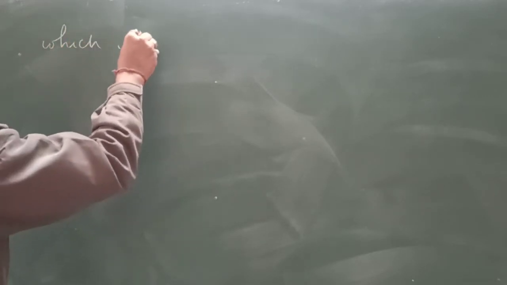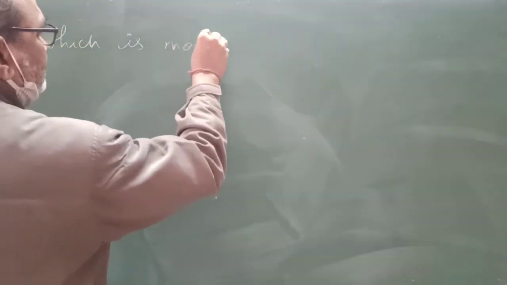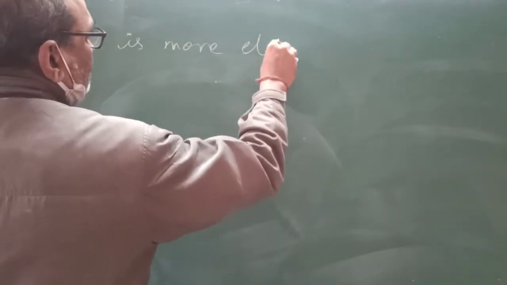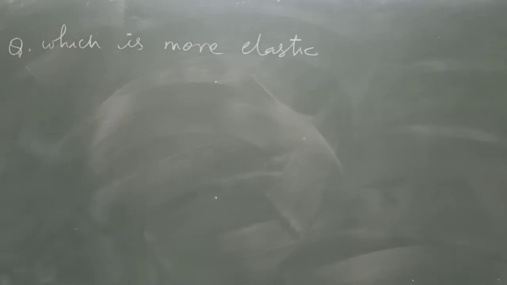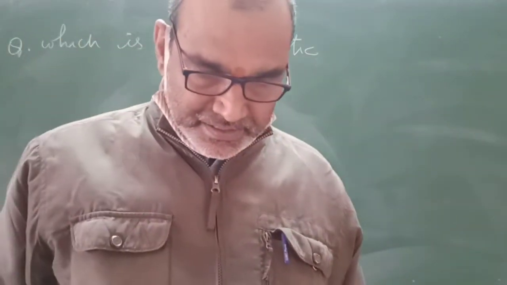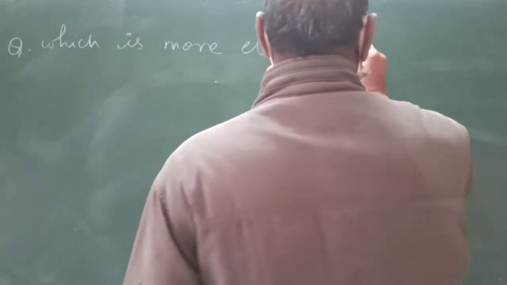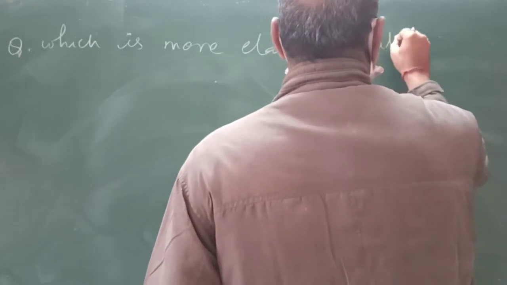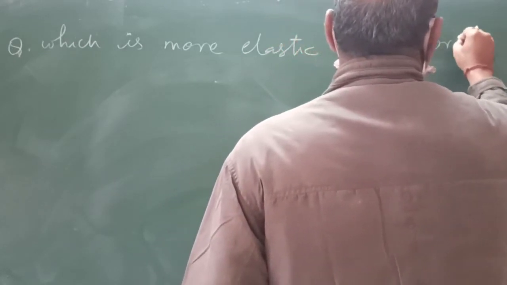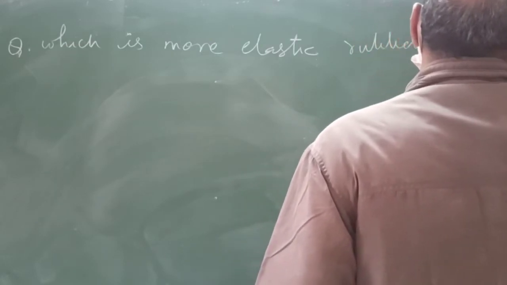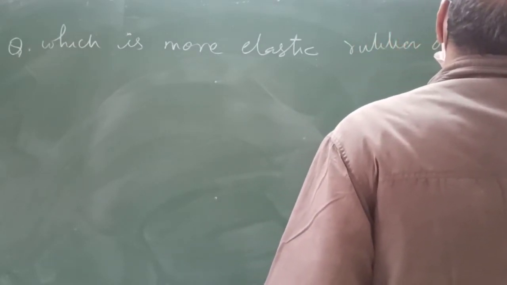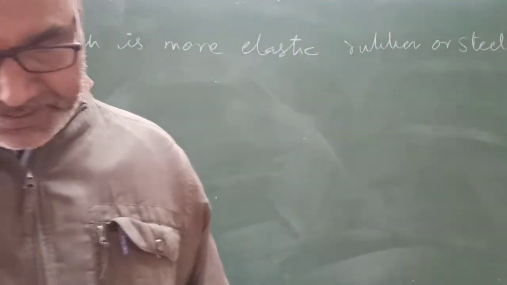Which is more elastic, rubber or steel? Explain. Then how can you explain?